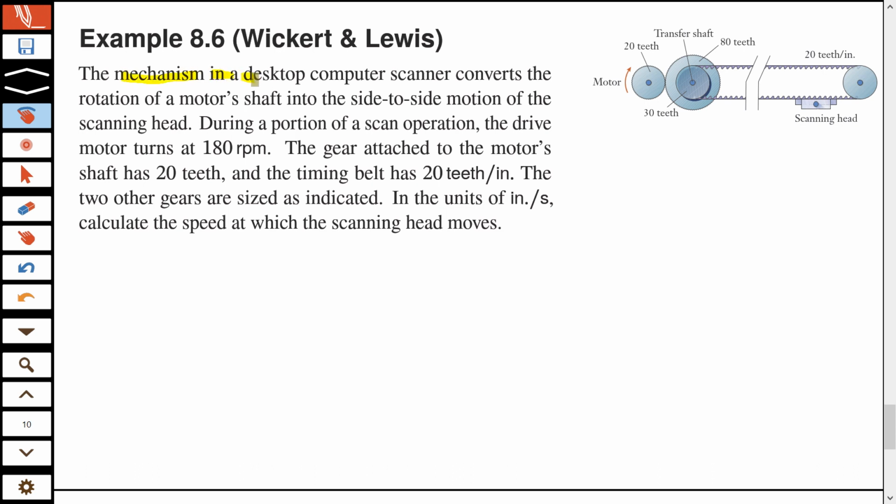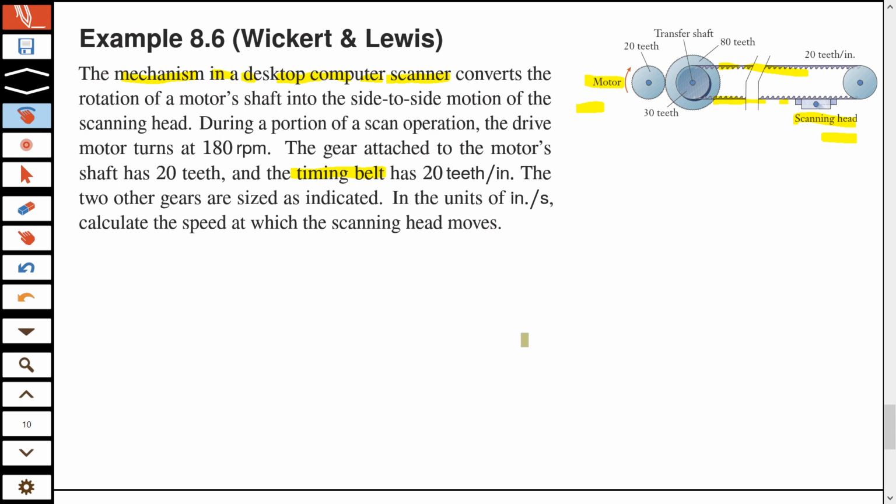You have a mechanism in a desktop computer scanner. This is the scanning head. You have a motor. You cannot have a scanner without a motor. And this motor is located here, the scanner is located here, and you need to isolate them. So that's why you need this chain or belt. It doesn't matter because we can still use the same approach; it turns out to be a timing belt.